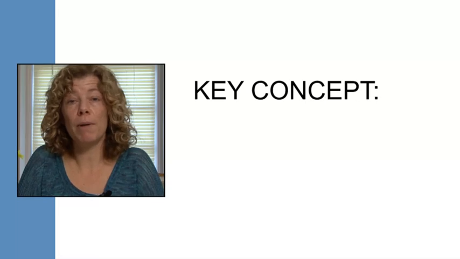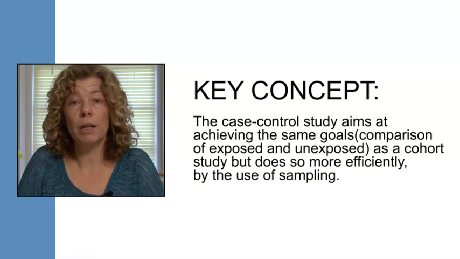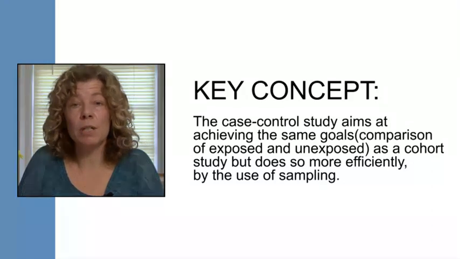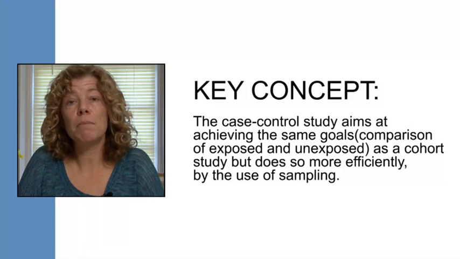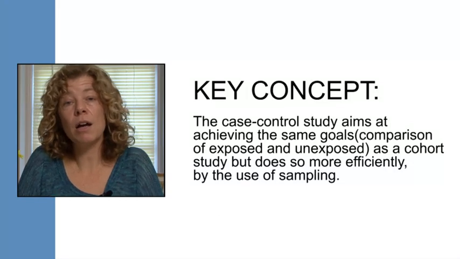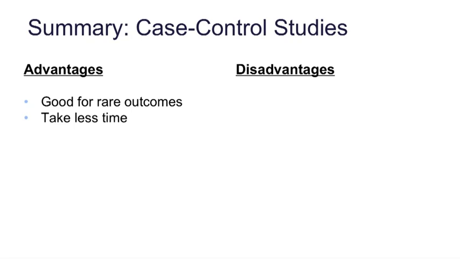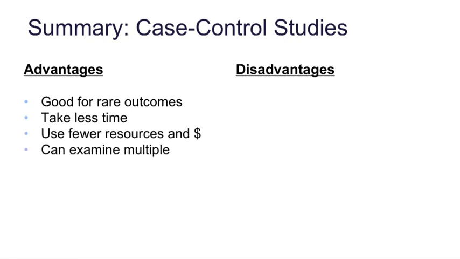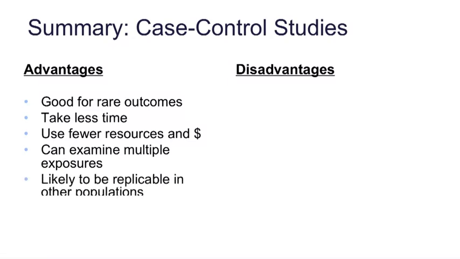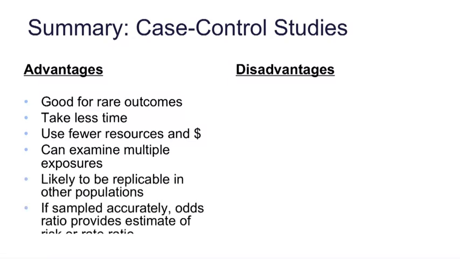The important thing to remember about a case control study is that if it's done appropriately with the right kind of sampling, the information that we determine from a case control study can really mirror what can be found from a cohort study, but with a great deal less cost and a lot less time. So advantages include that, one, it's the most efficient design for rare diseases. Case control studies are good for rare outcomes. It takes less time. It also uses fewer resources and money, and you can examine multiple exposures. It's likely to be replicable in other populations. If sampled accurately, odds ratios provide an estimate of the risk or rate ratios.